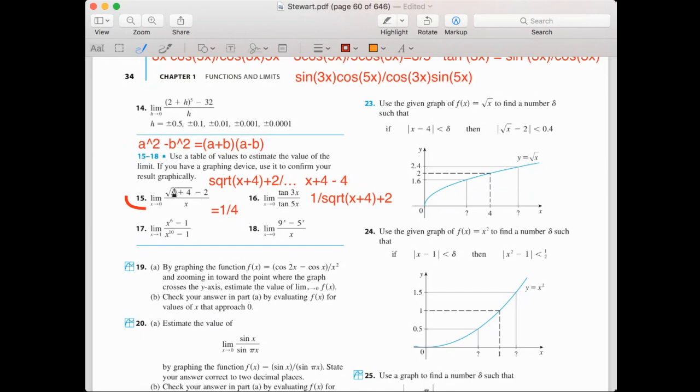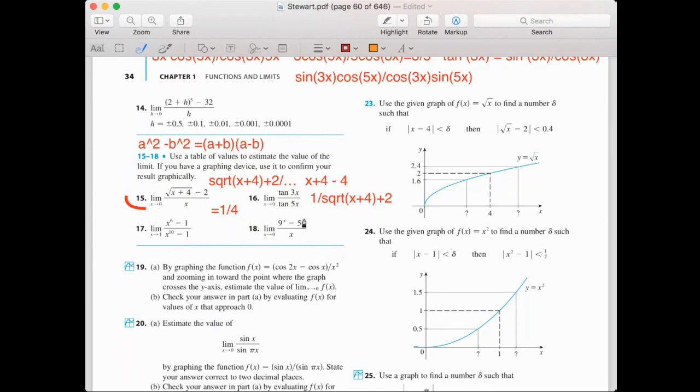That's how we get rid of the square root sign. So here, a is the square root of x plus 4, b is 2. So we multiply by the square root of x plus 4 plus 2. In that case, we get the square root of x plus 4 squared, which is just x plus 4, minus 2 squared, which is 4. 4 minus 4 is 0. So the numerator we're left with is x. Then x is simplified with this denominator x. So it becomes 1 over the square root of x plus 4 plus 2.